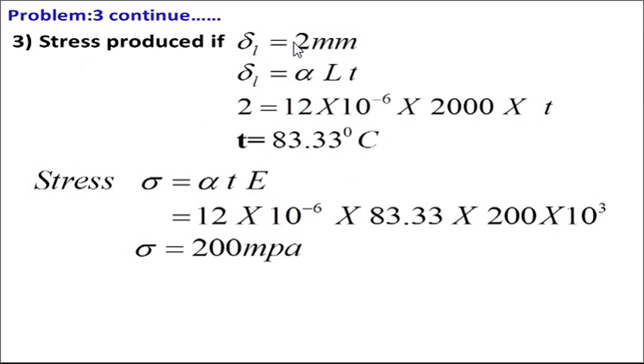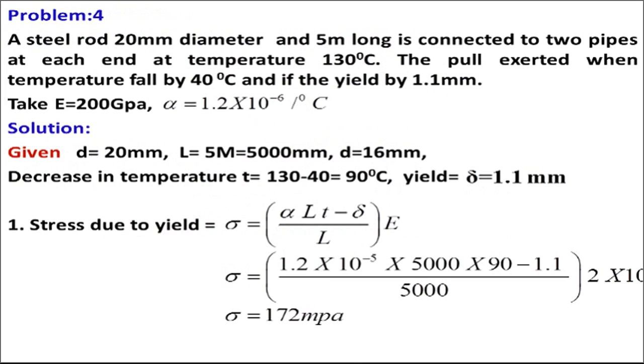Stress produced if delta L is 2 mm, how was it calculated? Initially we calculate delta L. For delta L 2 mm, means to have 2 mm deflection, what is the temperature, and for that temperature you have to calculate stress. So using stress equation alpha into T into E, you will get the stress 200 MPa. Okay, this is about the third problem.